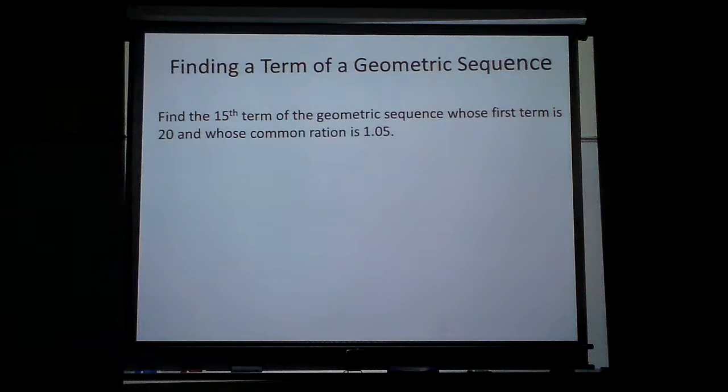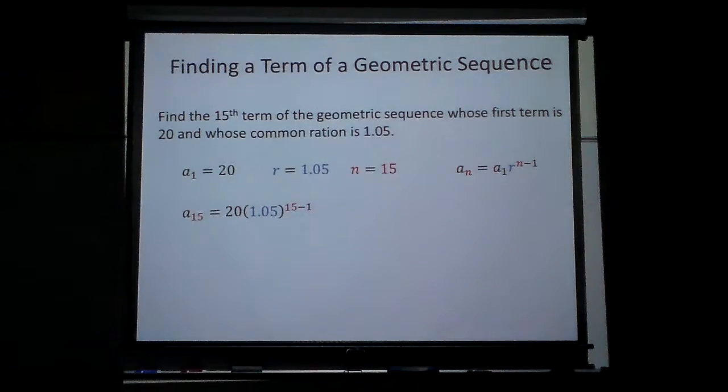So let's do another one here. Finding the term of a geometric sequence. Let's find the 15th term, whose first term is 20 and has a common ratio of 1.05. Well, let's look at it here. We know the first term is 20. We're going to 15, so just plug it in. There's my 20. Ratio, 15 minus 1. So I'd go to the calculator and do 1.05 to the 14th power times 20, and you end up with 39.99. All right?